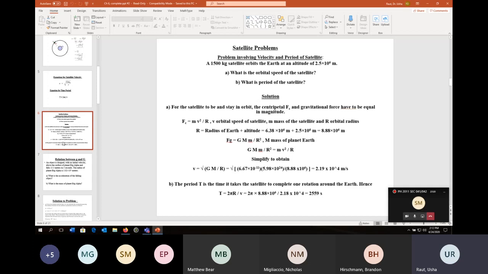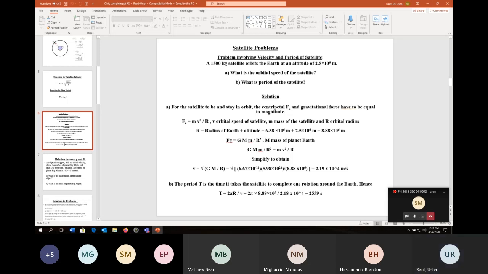So it does not matter whether it's a 1 ton satellite meant for something else, or a tiny little satellite to report the weather. It does not matter. The mass simply cancels out, and so it's very convenient. We just have one value of the velocity that's required for a given distance from the center of the Earth. It does not depend on the mass of the satellite.